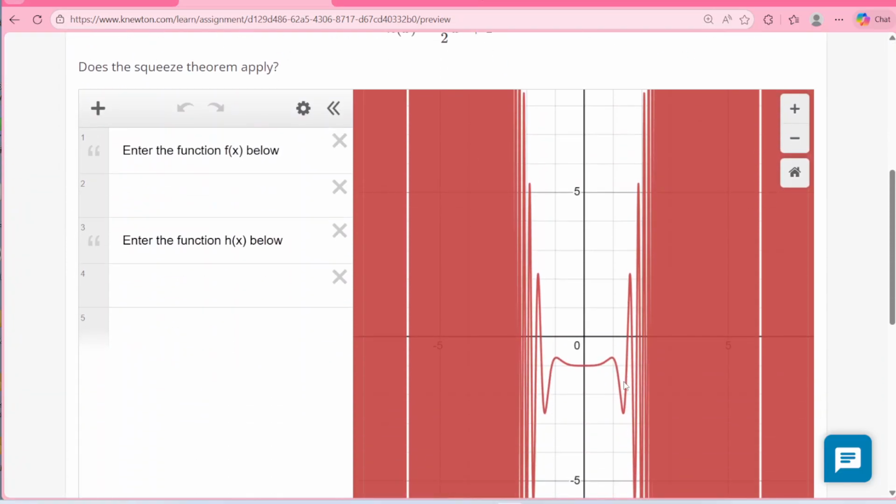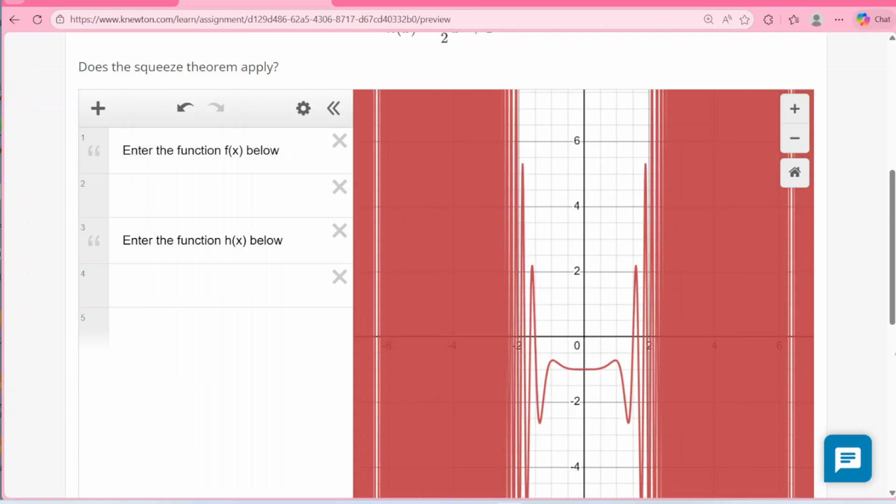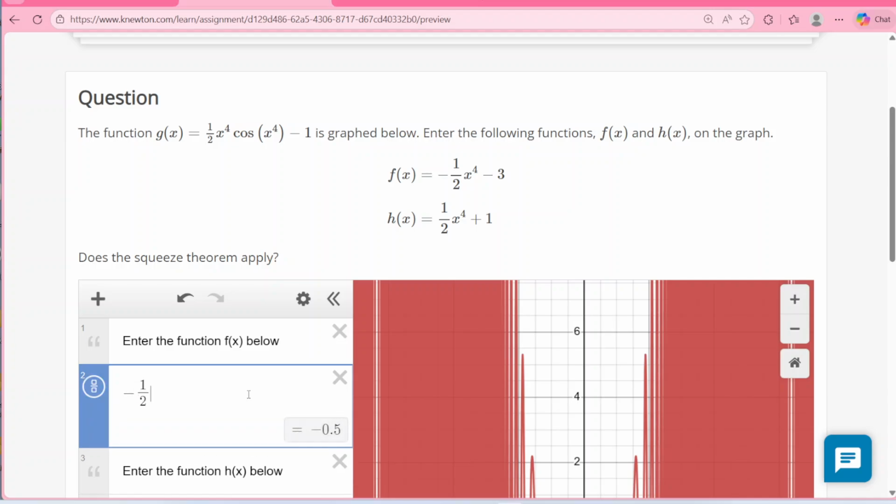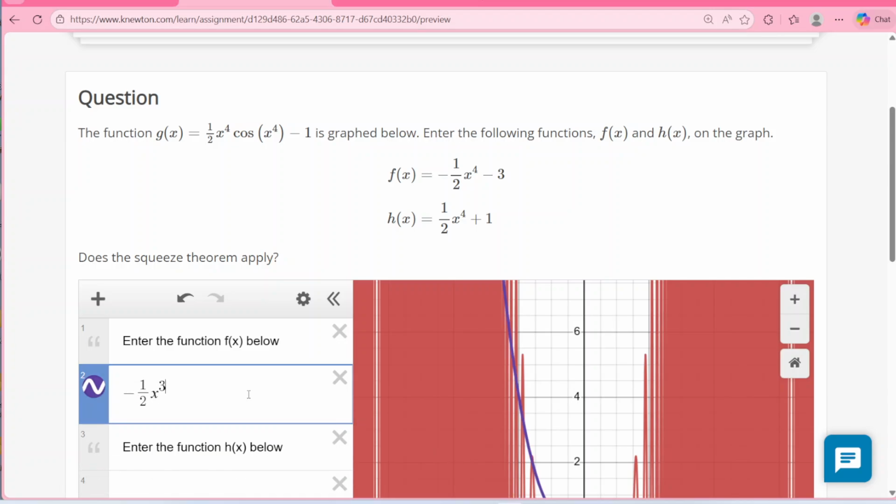All right, so okay, here we go. Let's try this again. So this is probably similar to the problem from earlier. But this time we got an even power. The one I got wrong earlier had the odd power, so they switched positions. Watch this one with the even powers. They will not switch. You got so f is negative 1/2 x to the 4th minus 3.